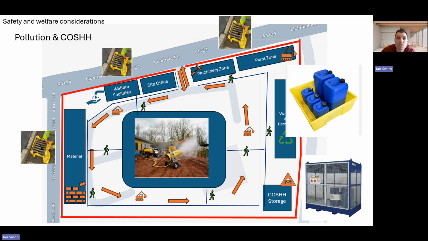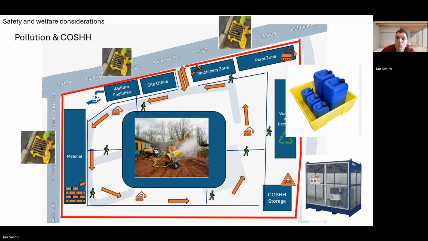So construction activities, as we know, can generate environmental impacts such as dust, noise, contamination, runoff, and fuel spills. To minimise these risks, pollution control measures will include dust suppression, as we can see highlighted, using water sprays, proper storage of fuels and chemicals, and bunded fuel tanks to prevent leakage.